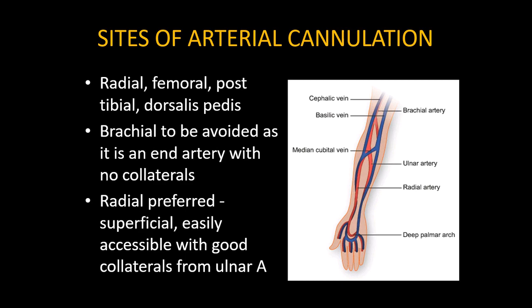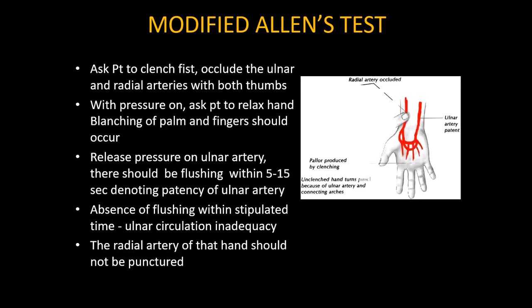Radial is the most common site, then femoral, then posterior tibial and dorsalis pedis. Brachial should be avoided as it's an end artery, with no collateral, and can cause problems. Radial is preferred, it is superficial, easily accessible, and good collaterals from the ulnar artery are present.